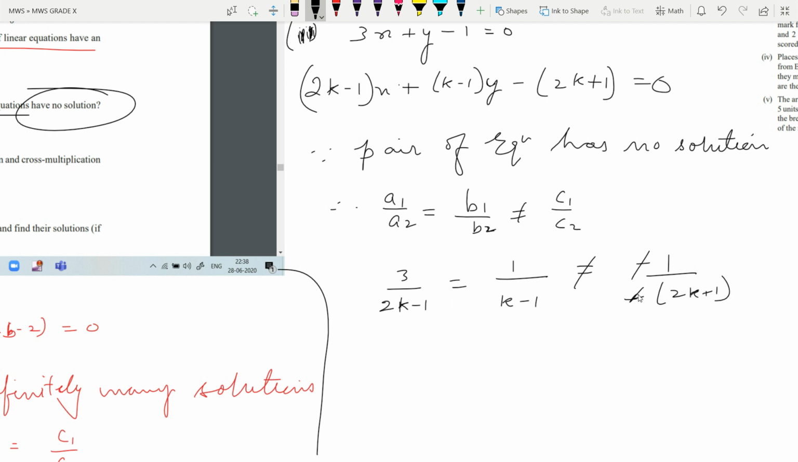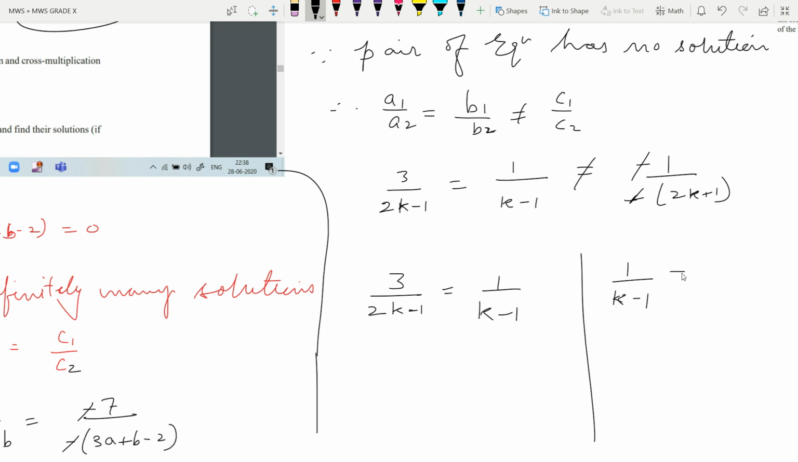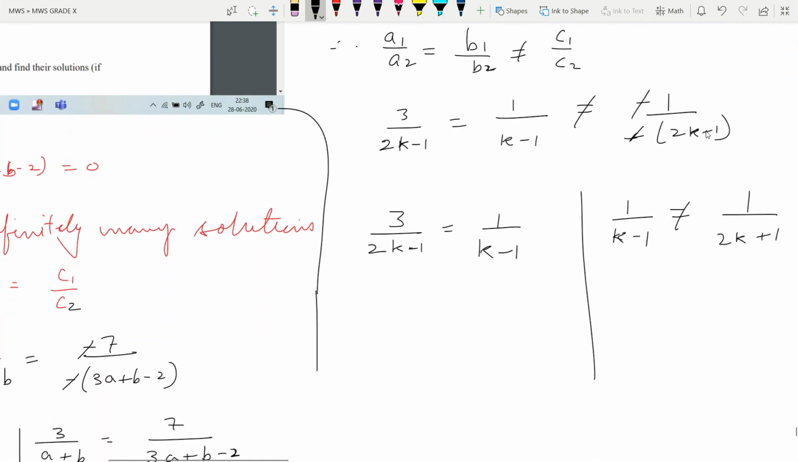The first two are equal as it is written here. So we'll write 3 upon 2k minus 1 is equal to 1 upon k minus 1; these first two you will be writing equal to each other, and the last two are not equal. So let us write here 1 upon k minus 1 is not equal to 1 upon 2k plus 1.